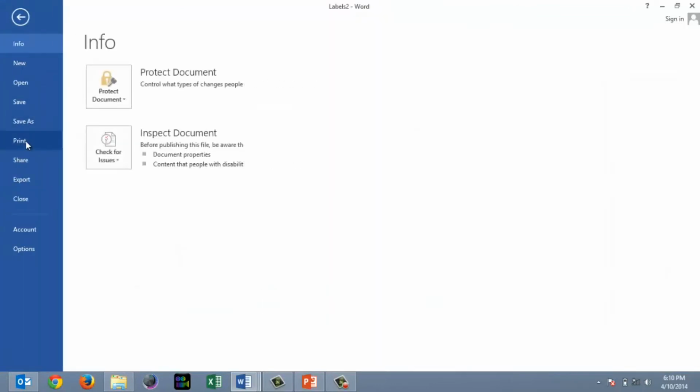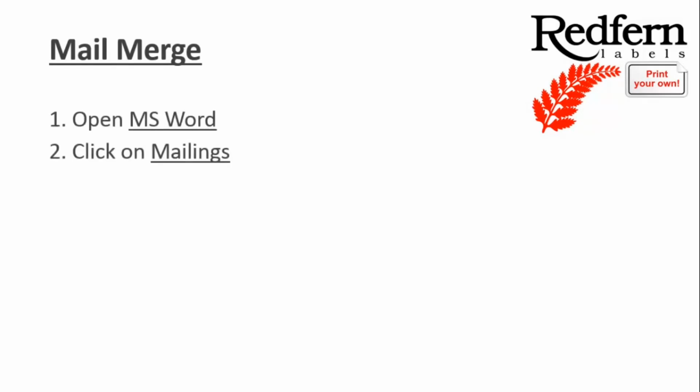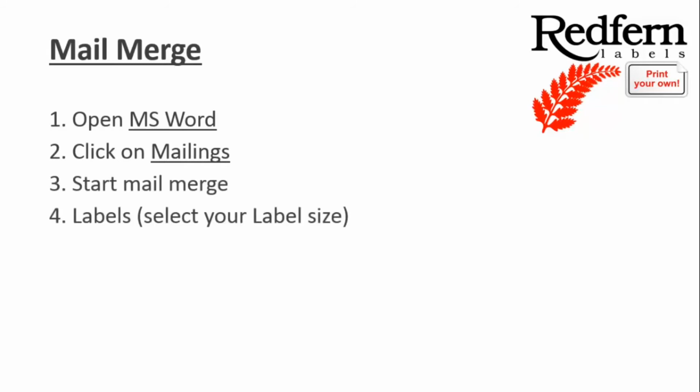For our second video, we're going to do a mail merge. We're going to make this as easy as possible by laying out all the steps. Number one, open MS Word. Number two, click on Mailings again. Number three, start mail merge. Number four, label, select your size.